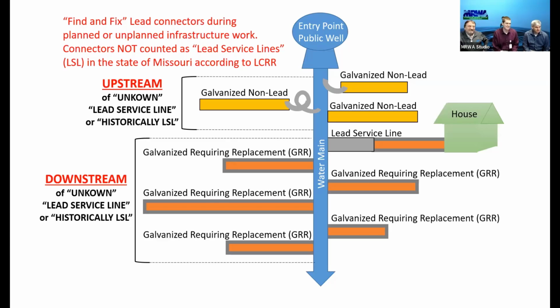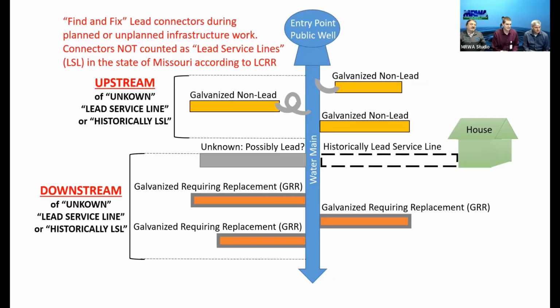And here's the EPA where they were defining unknown, possibly lead. It's sort of assumed lead. It's kind of guilty until proven innocent in EPA's eyes, and a historical lead service line. So just because that lead service line is removed, those galvanized downstream could still have a lead coating, still be potentially leaching lead and causing problems. That's why EPA is saying if it's unknown or historically lead, to assume galvanized requiring replacement.